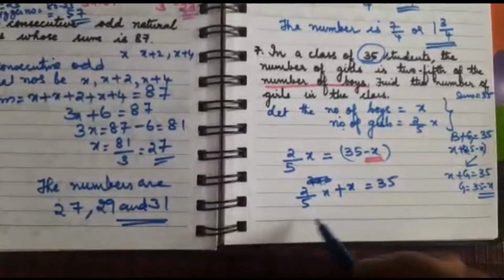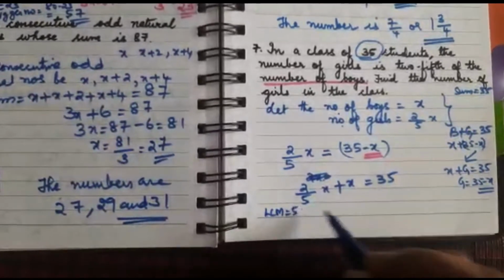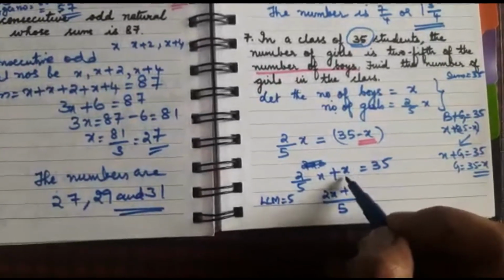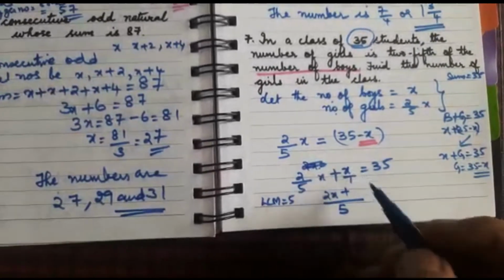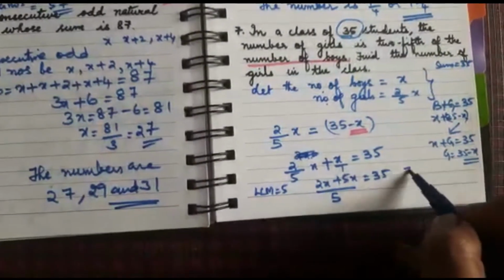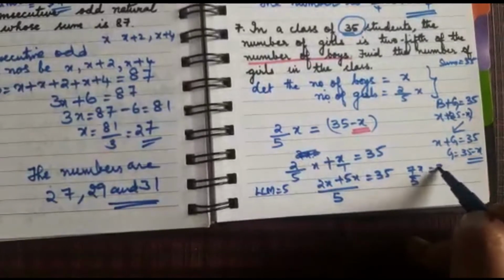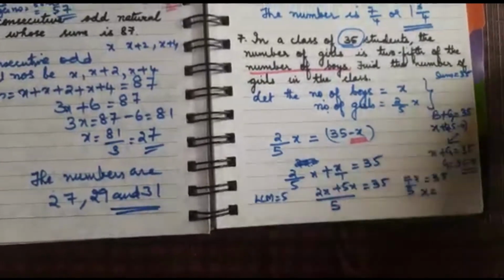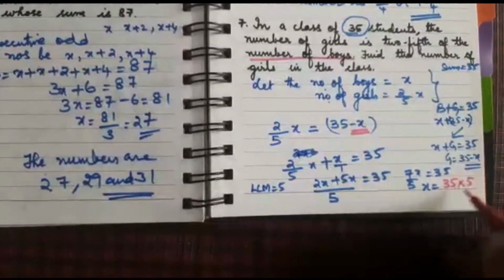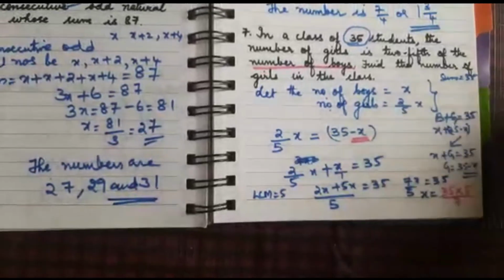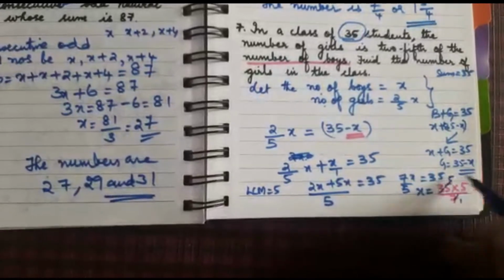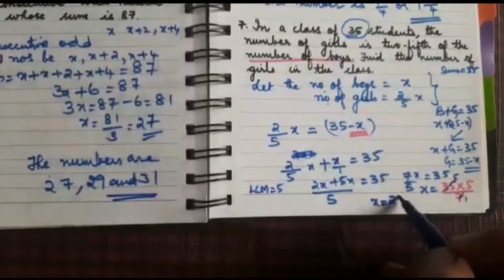Now you can take the LCM. What is the LCM? The LCM is 5. So 2x plus, this is upon 1, so 5 into 1 is 5, so this is 5x, equal to 35. 5x plus 2x is 7x by 5 equal to 35. So what is x? x equals 35 into 5 by 7. You can cancel this one and this one, so x is equal to 25.